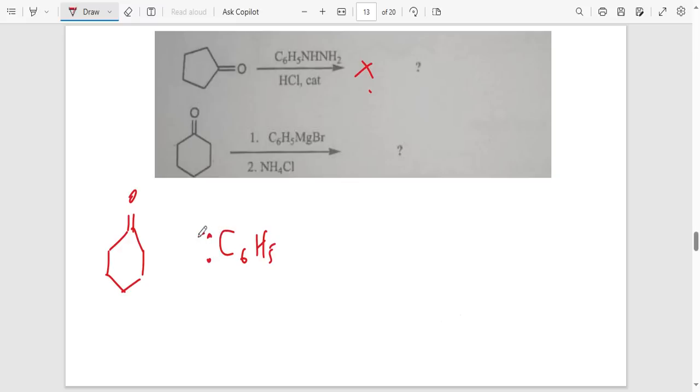Now remember, I want to write a detailed mechanism. For the Grignard reagent, we form alcohols. So what will just happen is that this guy will go and attack this carbon. This bond will break off. So this is attaching here. Now in case you don't know, C6H5 is a benzene ring.